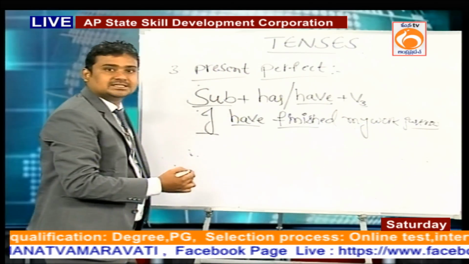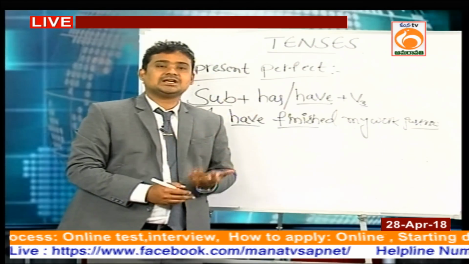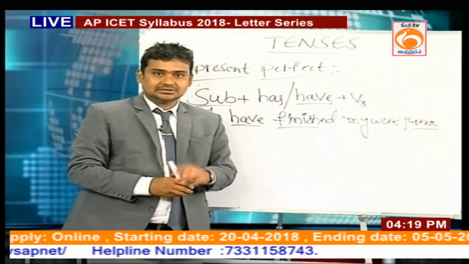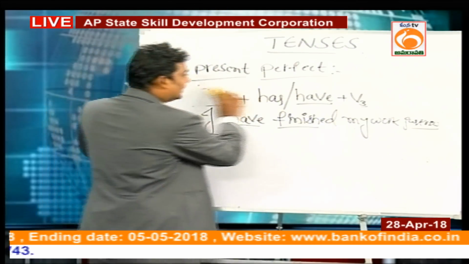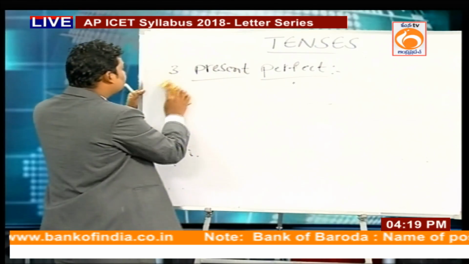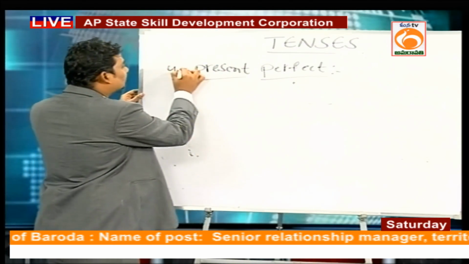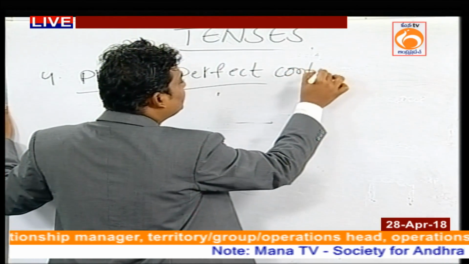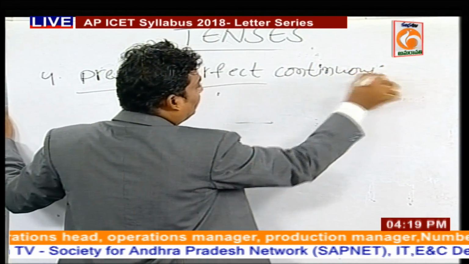What is present perfect tense? The present perfect tense denotes an action or event that has just finished. Can you understand what is present perfect tense? Next, I am moving to the next category of present tense. This is the last category of present tense, present perfect continuous tense. This is the last subtense, continuous.